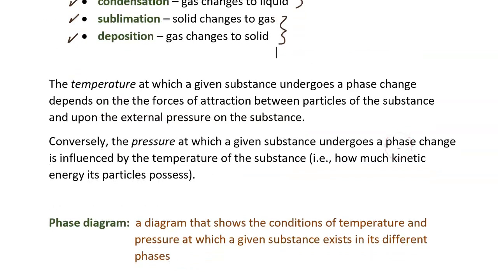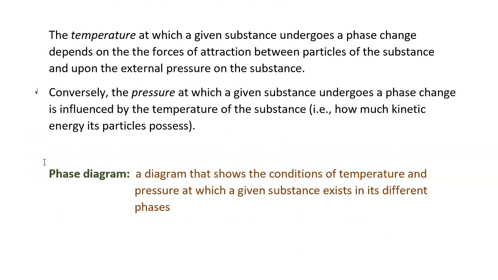The temperature at which a given substance undergoes a phase change depends on the forces of attraction between particles of the substance and upon the external pressure on the substance. Conversely, the pressure at which a given substance undergoes a phase change is influenced by the temperature of the substance, that is, how much kinetic energy its particles possess. A phase diagram is a diagram that shows the conditions of temperature and pressure at which a given substance exists in its different phases.